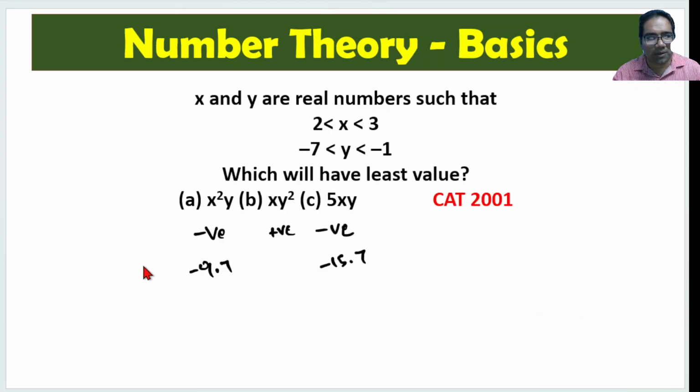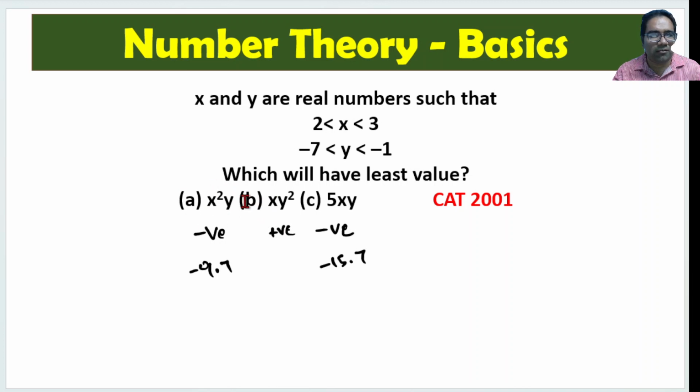It's a pretty straightforward problem. x square y: x is positive, so x square will be positive, y is negative, so x square y will be negative. x y square: y square will be positive, x is also positive, so x y square will be positive. 5xy: x is positive, y is negative, so 5xy will be negative. Of this, x square y. So clearly B is not the answer.